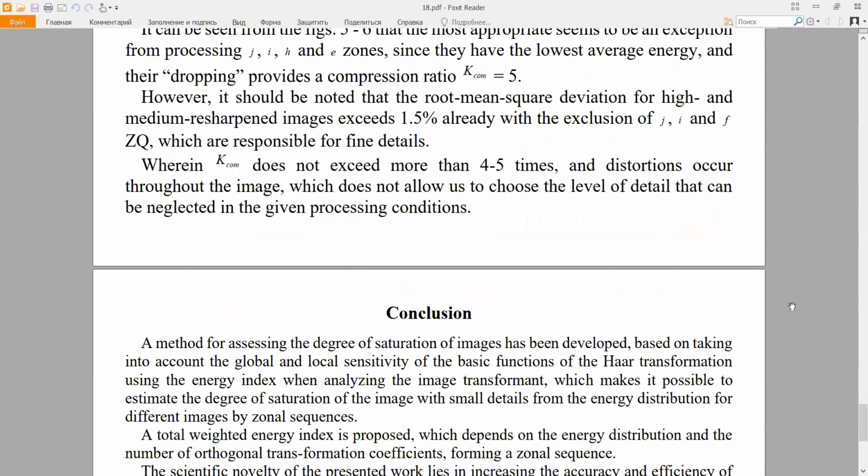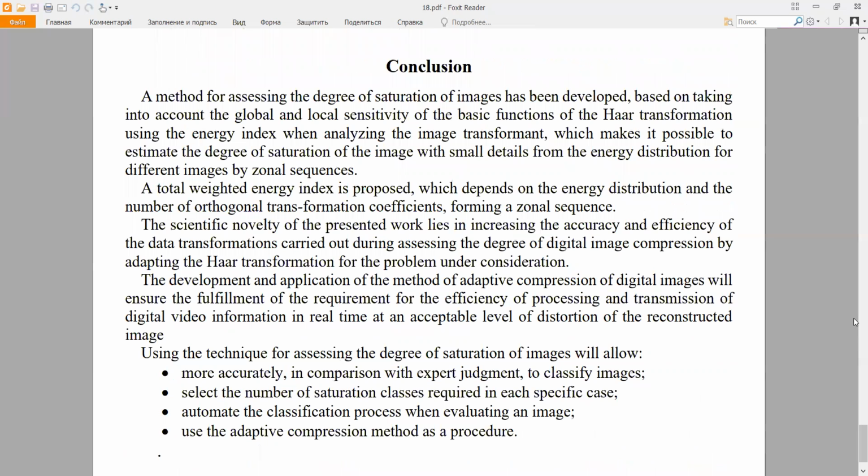As a conclusion, we would like to say that a method for assessing the degree of saturation of images has been developed in our research study, based on taking into account the global and local sensitivity of the basis functions of the Haar transformation as a core mathematical approach of our method, using the energy index when analyzing the image transformation, which makes it possible to estimate the degree of saturation of the image with small details from the energy distribution for different images by zonal sequences.